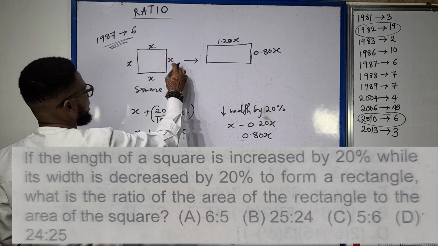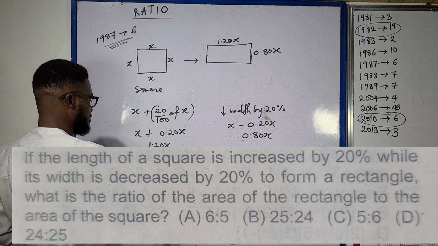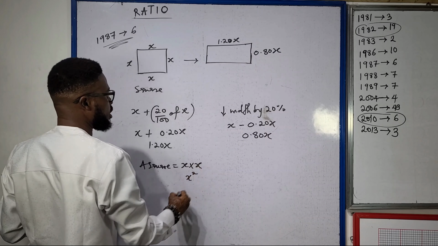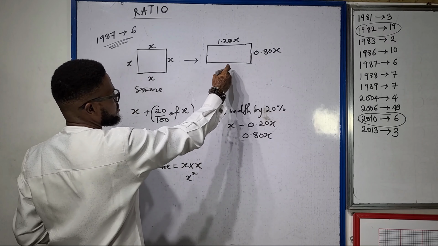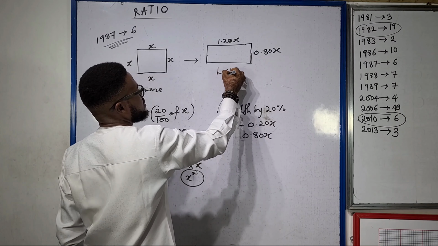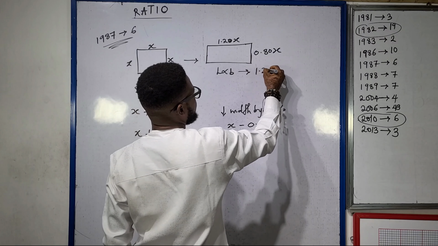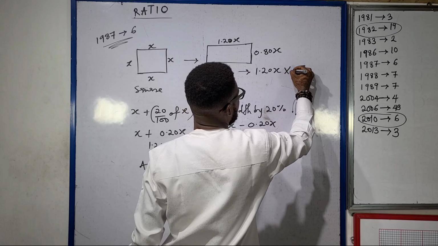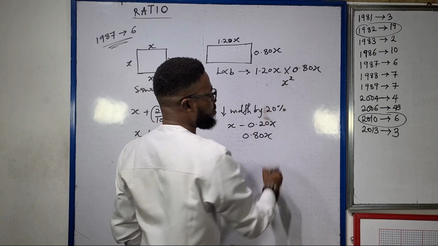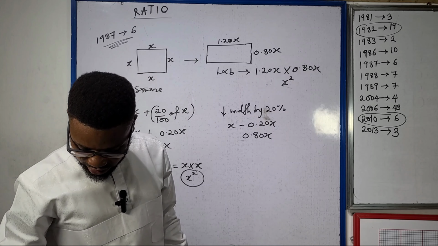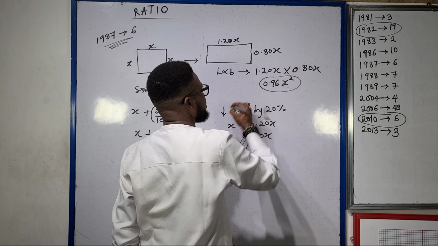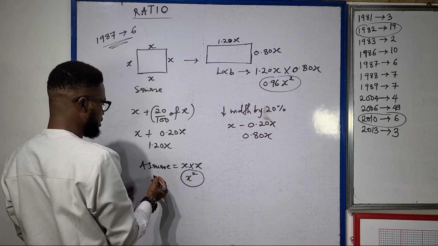The area of the square is x times x, which is x square. For the rectangle, length times breadth, what you're going to have is 1.20x times 0.80x. X times x, x square, 1.20 times 0.80 is 0.96x square. So that is for the rectangle, and x square is for the square.